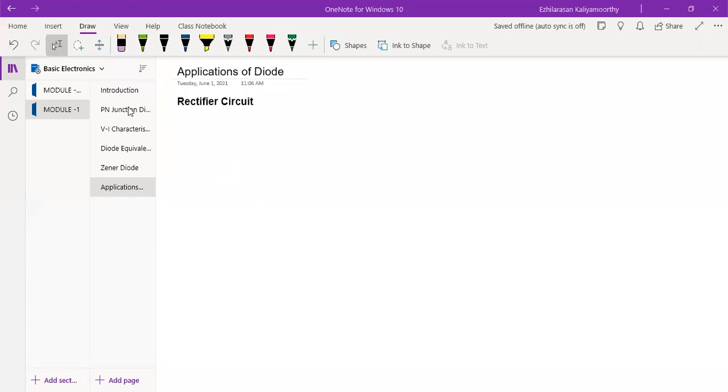So in today's class, we are going to study the applications of the diode. One of the applications of the diode is the rectifier circuit. What are the rectifiers we have? The first one is the half wave rectifier. The second one is the full wave rectifier. The third one is the bridge rectifier.